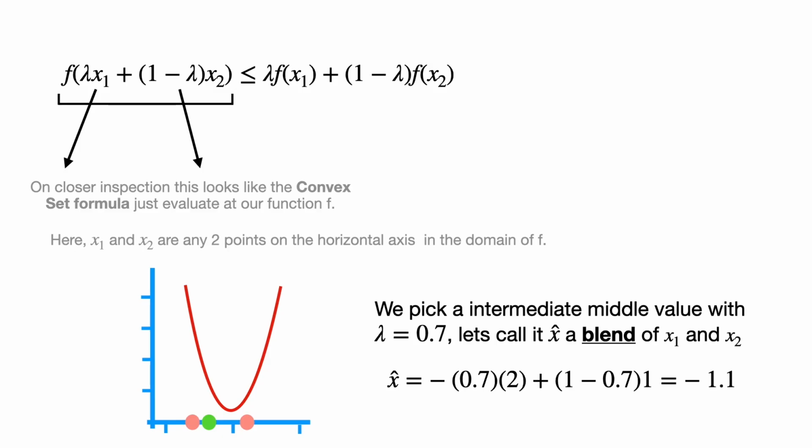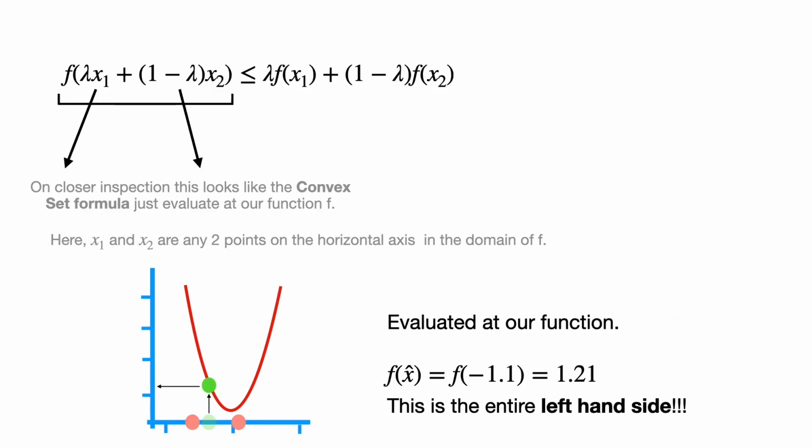We call this intermediate value we just picked lambda hat, which is a blend of x1 and x2. When we do the math and plug in 0.7 and our two x's, we get a value of -1.1. When we evaluate our function, we get 1.21, which is the entire left-hand side.